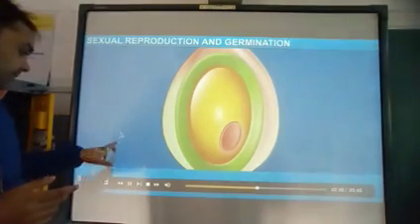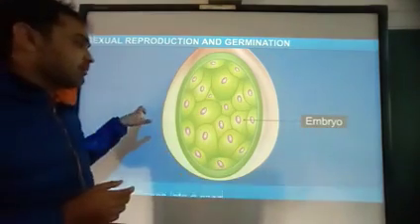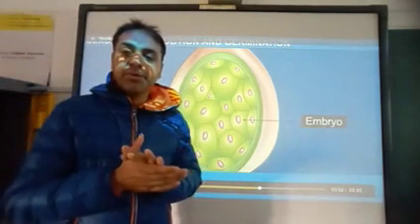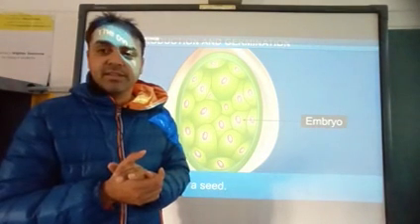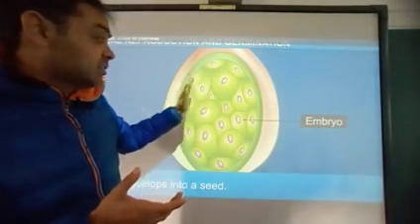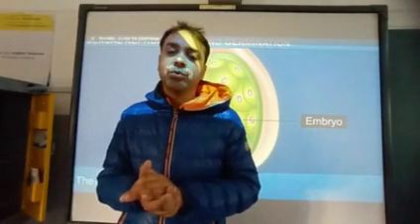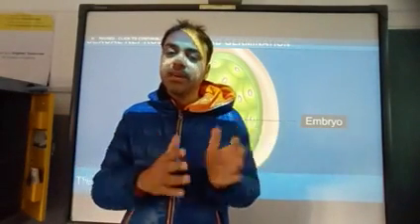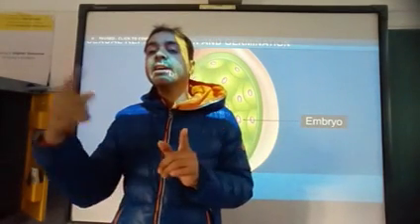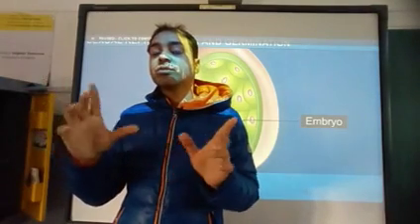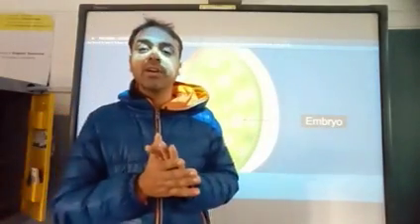See, after fertilization the zygote forms an embryo. See, this is the structure of an embryo. Ovules develop into seed. It is also a very important question that after this fertilization what happens to the embryo and ovules. So the ovary is converted into fruit and the ovules are converted into seeds.